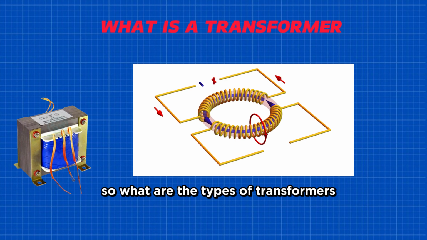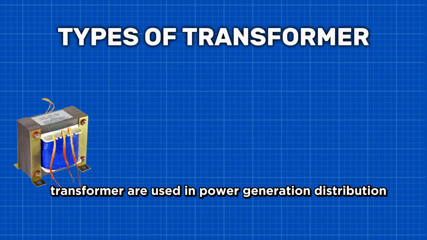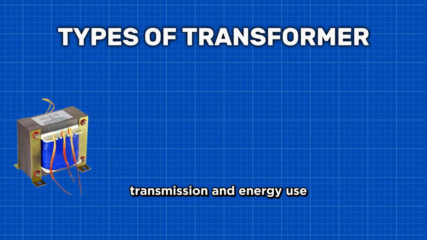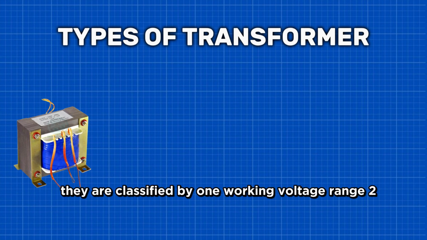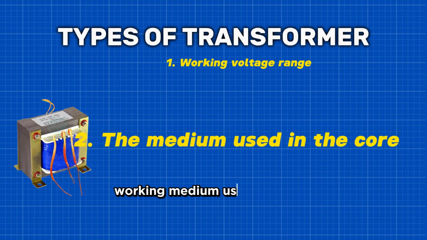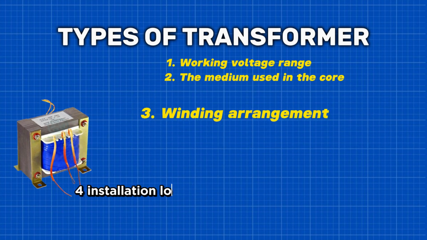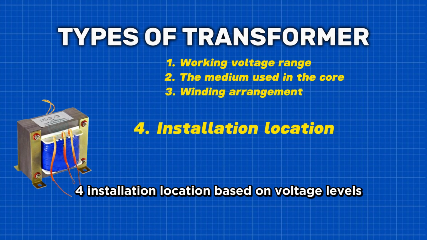So what are the types of transformers? Transformers are used in power generation, distribution, transmission, and energy use. There are many types of transformer. They are classified by: 1. Working voltage range. 2. Working medium used in the core. 3. Winding arrangement. 4. Installation location.